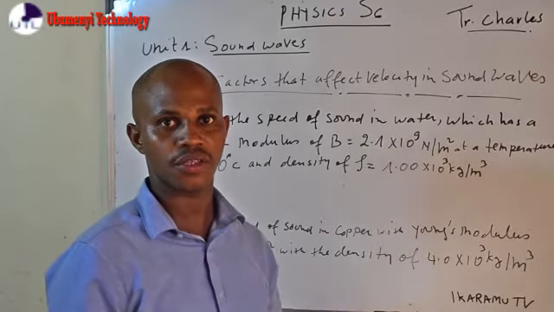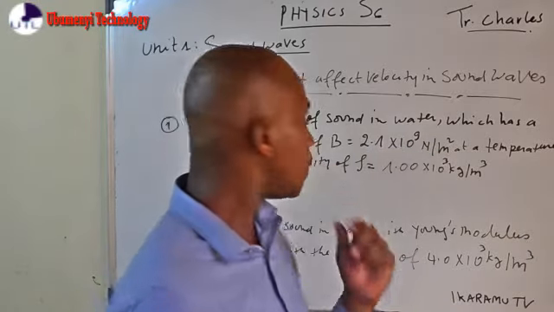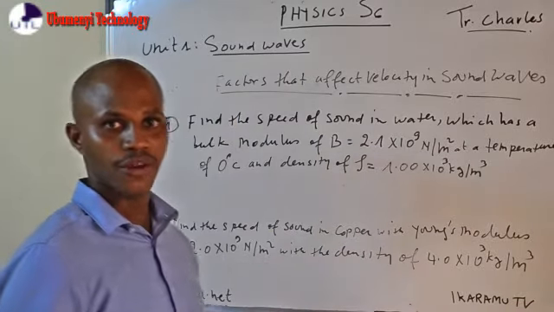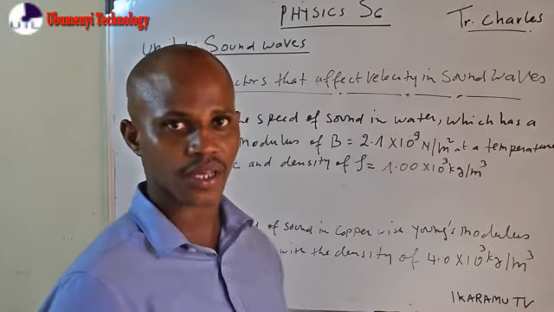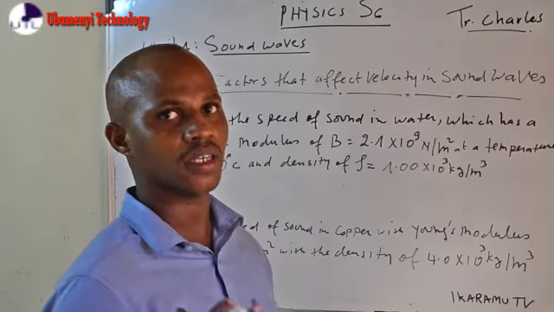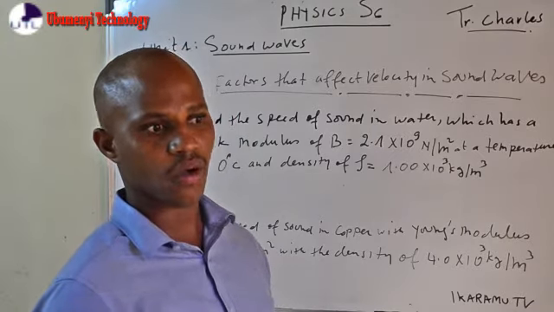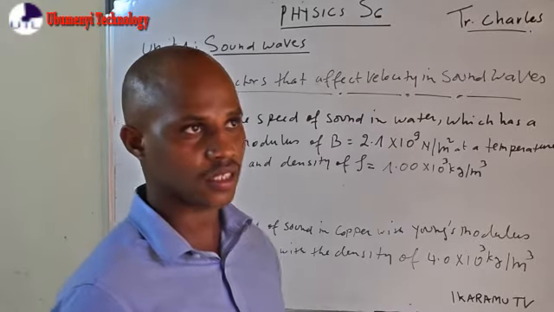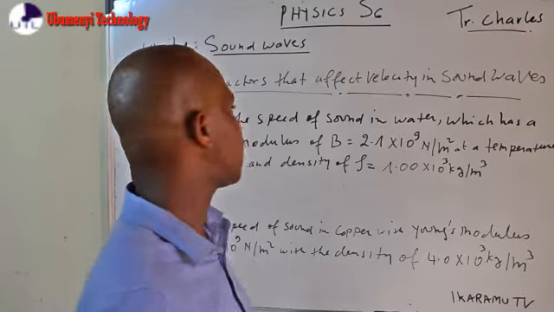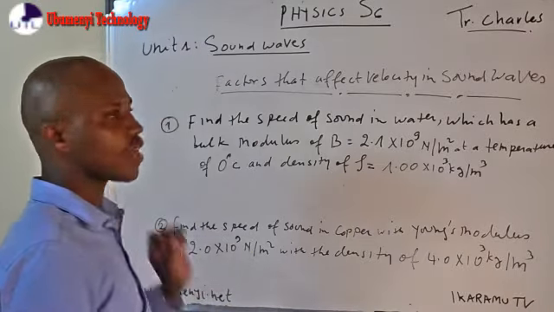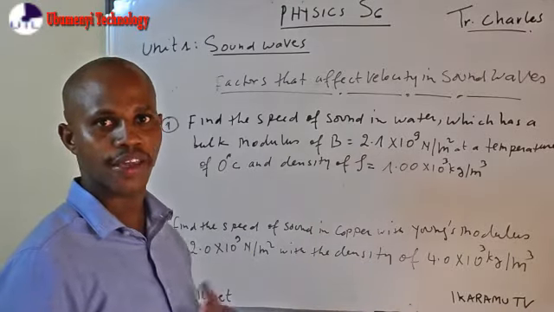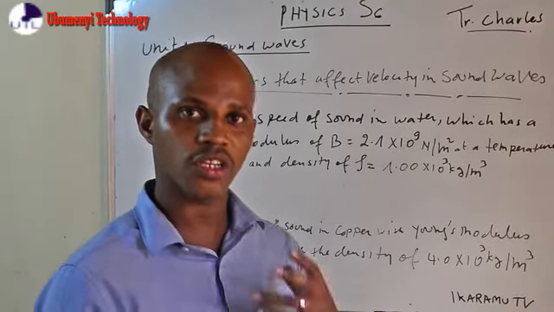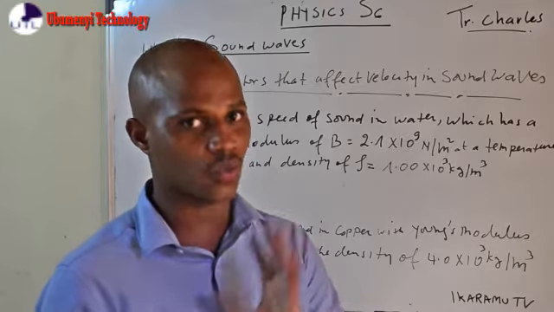Remember, we are dealing with sound waves. But let us talk about factors that affect velocity in sound waves. Previously, we explained very well there are three factors that affect velocity of sound waves: 1. Compressibility. 2. Density. 3. Temperature. But let us do some examples which may help us to understand the formula that you are using when you are calculating the velocity of sound waves.